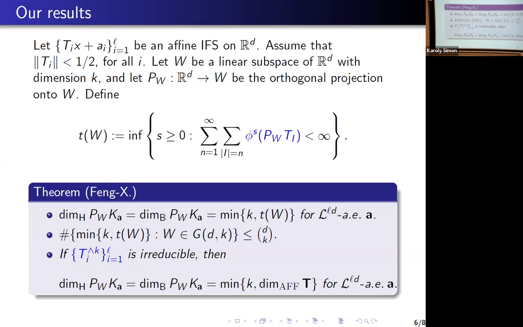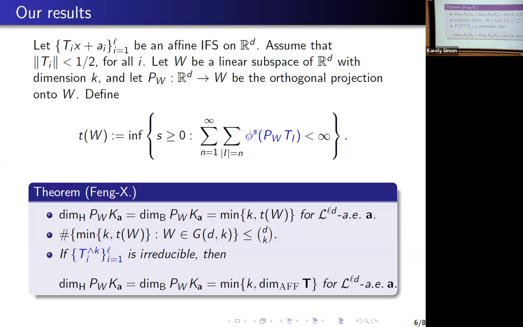Our second result says that this number has an upper bound. The upper bound is equal to this binomial number, d choose k. And actually, this upper bound is sharp. In other words, given any numbers d and k, we can always construct an affine system such that this equality holds.